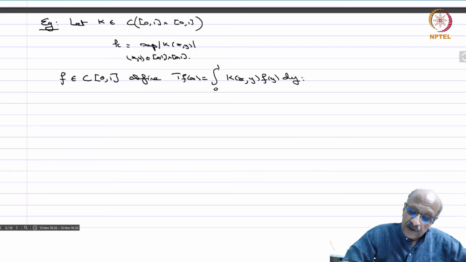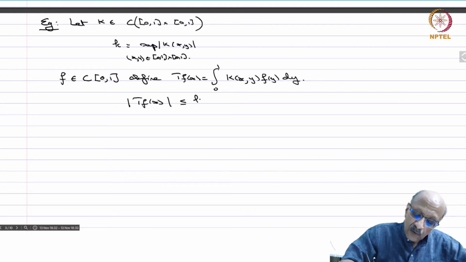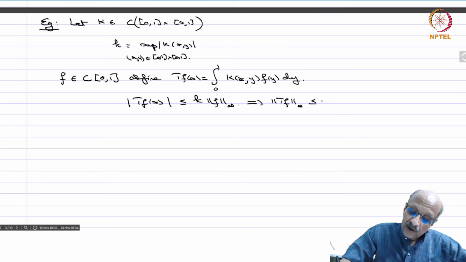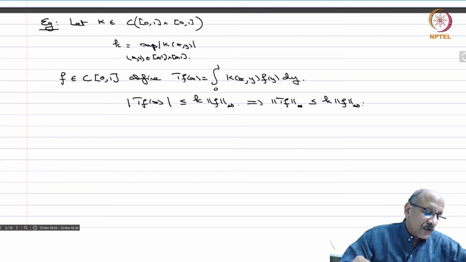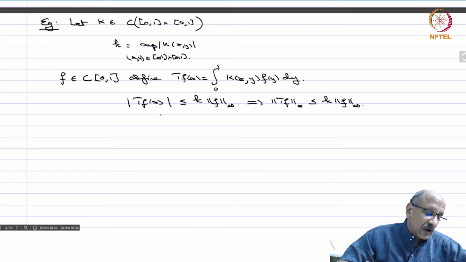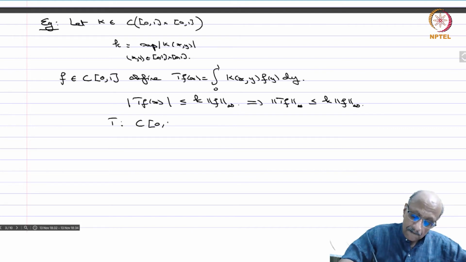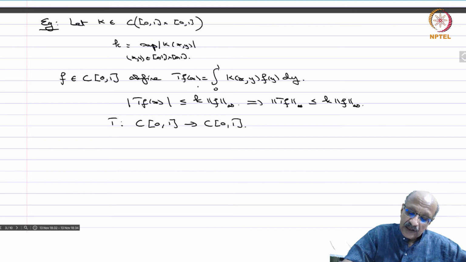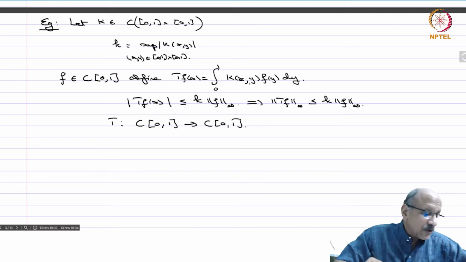It's all continuous functions on a finite interval, so they are all integrable, and you have |Tf(x)| is less than or equal to k times norm f infinity. Therefore, norm Tf infinity is less than or equal to k times norm f infinity, and therefore T is a continuous linear transformation of C[0,1]. Tf is also continuous, which you can check, so T maps C[0,1] into C[0,1]. You have to check that this is a continuous map, but that's very easy to check because of uniform continuity of k.